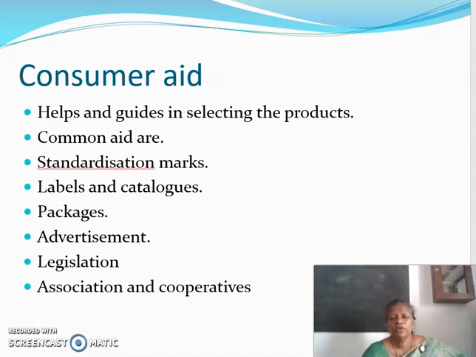Okay, next we are going to see what a consumer aid is. Aid is nothing but that which helps and guides the consumer in selecting the product. What are the common aids? The first aid is called the standardization mark. Next is labels and catalogs. Next is packages. Next is advertisement. Next is legislation, association and cooperatives. So again, the common aids are the standardization mark, labels, packages, advertisement, legislation, association and cooperatives.